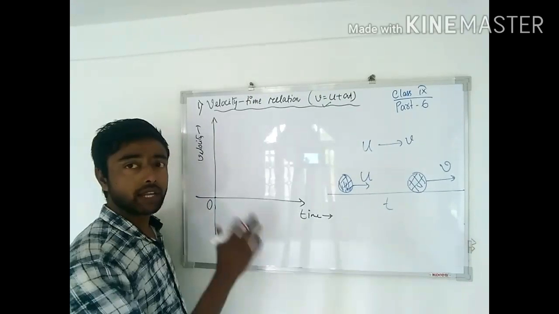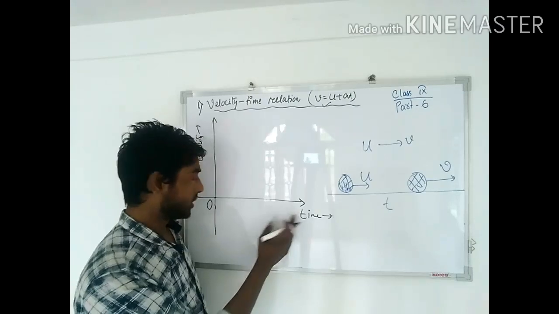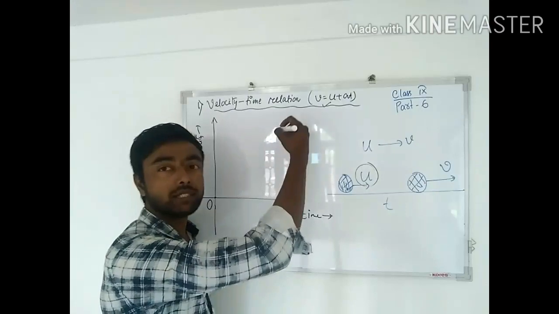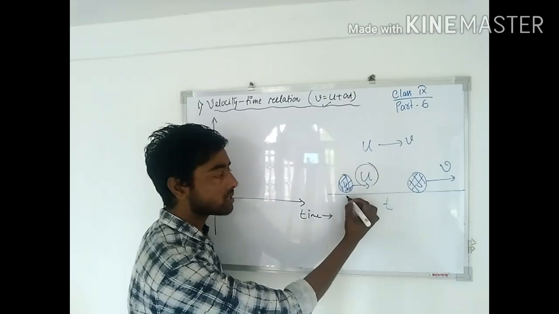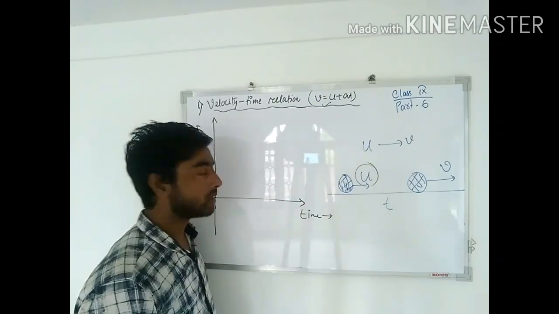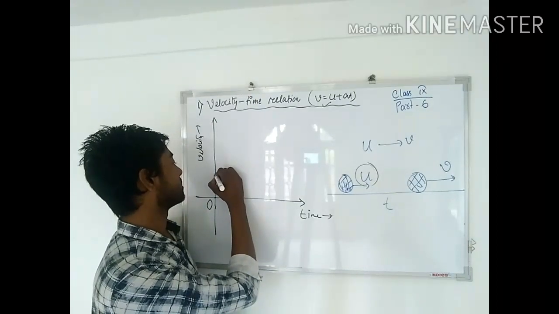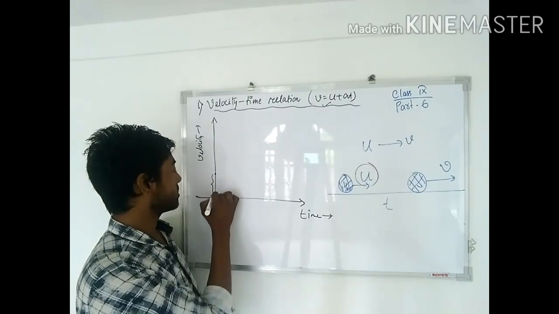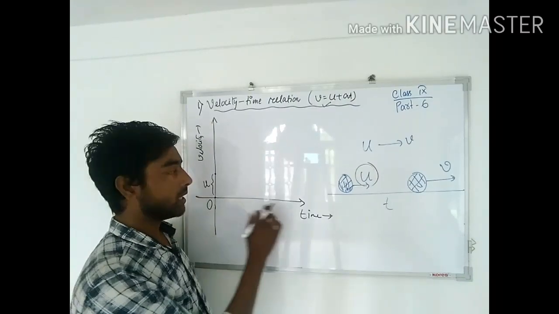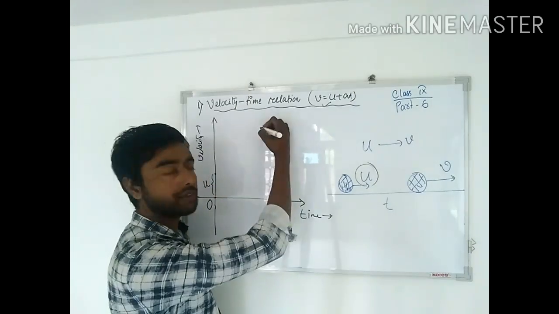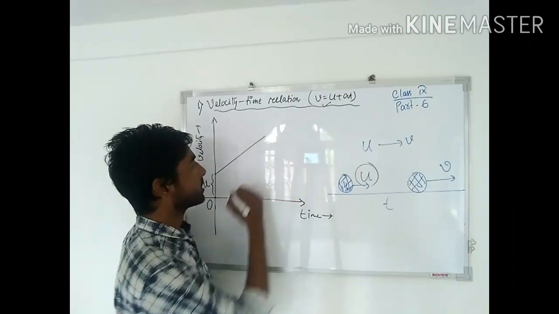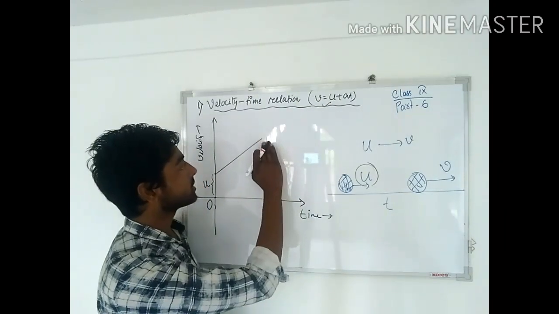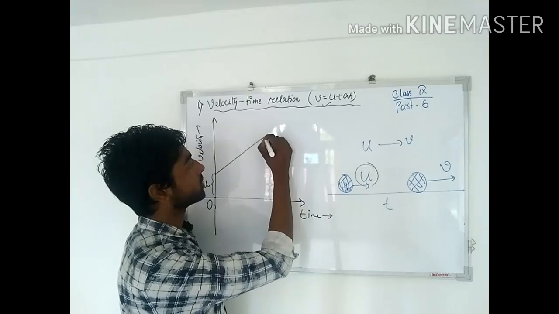Listen very carefully. When the time was 0, what was the velocity? U. So it will not start from the origin, because at time 0 it already had some velocity. That means it will start from somewhere here. Suppose this value is u. Definitely it will be u, because it started from u. Now after time t, what is its velocity? Suppose v. Its velocity has increased. It is increasing until this point.